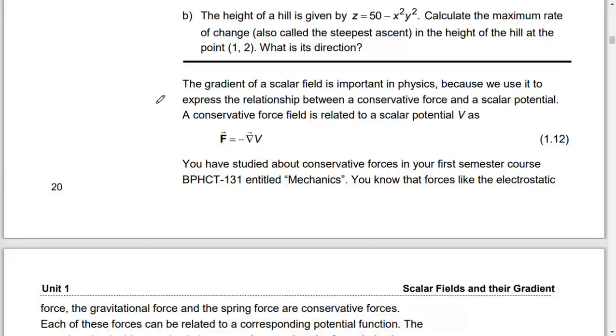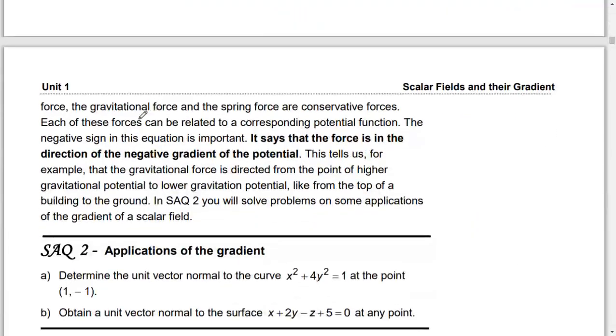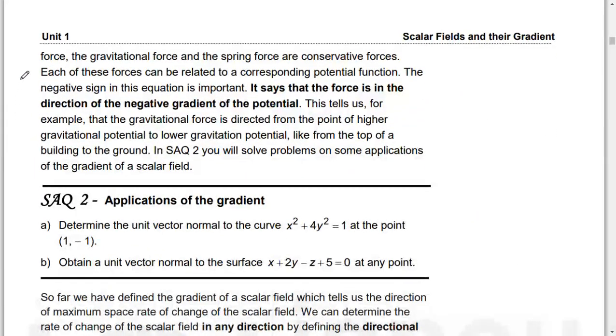You know that forces like the electrostatic force, the gravitational force and the spring force are conservative forces. Each of these forces can be related to a corresponding potential function. The negative sign in this equation is important. It says that the force is in the direction of the negative gradient of the potential. This tells us, for example, that the gravitational force is directed from the point of higher gravitational potential to lower gravitational potential, like from the top of a building to the ground.